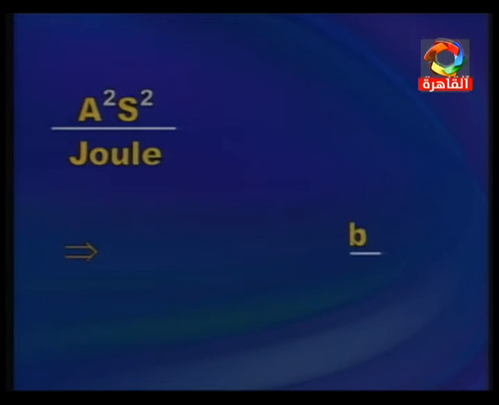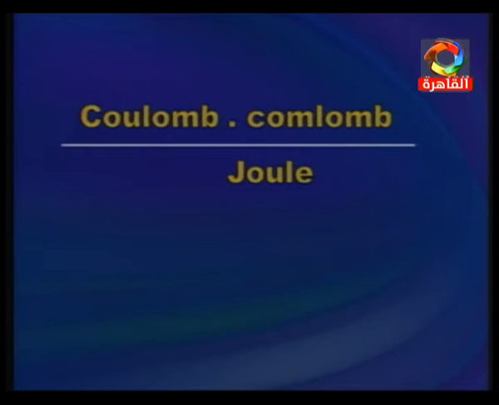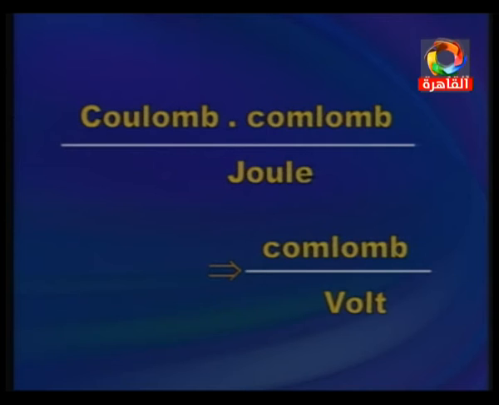We can say it is equal to, yes, ampere times second is coulomb. So coulomb times coulomb over joule. But joule over coulomb is volt. Your attention, joule over coulomb is volt. So it is reduced to coulomb over volt. Coulomb is quantity of electricity. Volt is potential difference. Now it's quite clear.